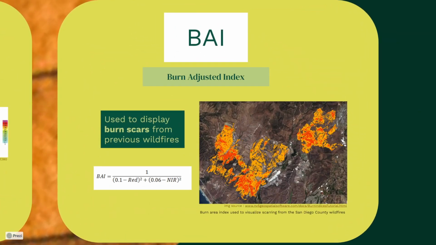And BAI, or Burn Adjusted Index, is one of the most interesting indexes available on our application. This index allows for the display of burn scars caused by wildfires. The image shows the use of Burn Adjusted Index to display areas of heavy damage in San Diego.